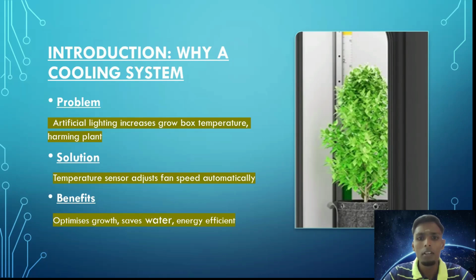The temperature inside the grow box increases, which can stress or even damage the plants and create an unhealthy environment for optimal plant growth. The second one is the solution. To address this, a temperature sensor is installed to monitor the condition. It can also automatically adjust the fan speed to cool the grow box when needed, keeping the temperature stable.